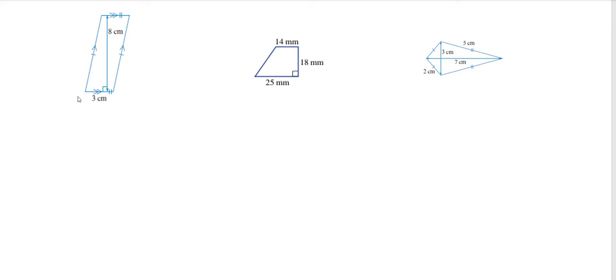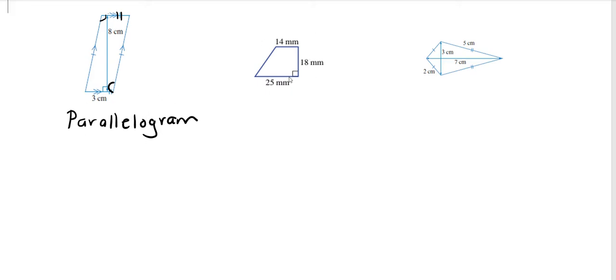So this one here looks like a rectangle, but I can see it's been squashed a little bit. And it's also telling me that these arrows are saying they're parallel. So these 2 lines are parallel and those 2 lines are parallel. Those 2 lines are equal and those 2 lines are equal. So this would be a parallelogram. Okay, and we can see the angles in here are not 90 degrees. It's been squashed. So opposite angles are equal. So that's equal to that and that would be equal to that. And that's how I can tell it's a parallelogram.